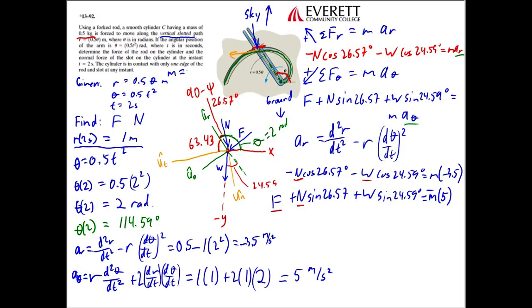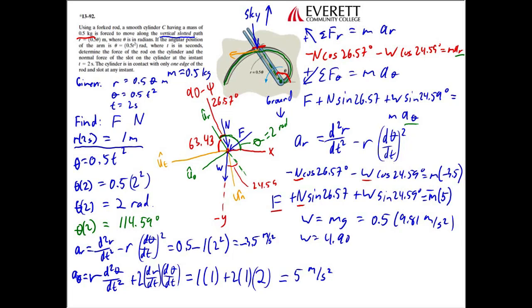So we can use that to get the weight. So we're just going to say the weight is equal to mass times gravity, which is equal to 0.5 times 9.81 meters per second squared. And we get 4.905 newtons. So W is equal to 4.905 newtons.